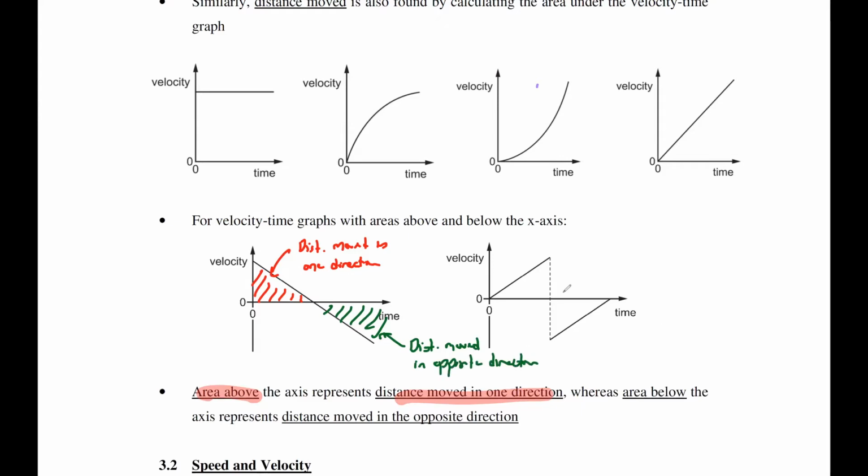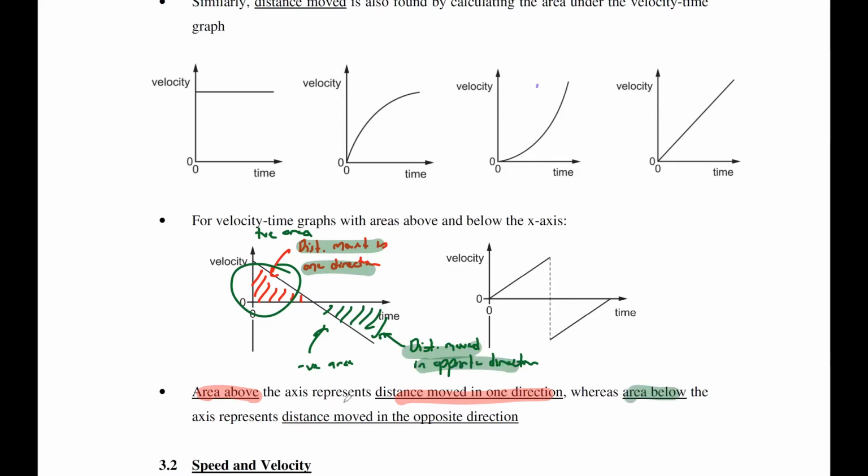Okay, so when you have a graph where you see that there are both positive areas and negative areas, basically you see an area above and below your x-axis, that's telling you that your object is actually moving in two different directions. The part where you see the area above the x-axis will tell you distance moved in one direction, and then the area under the x-axis will tell you distance moved in the opposite direction.